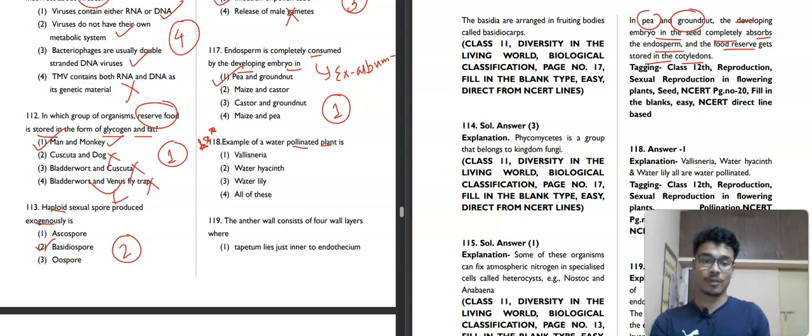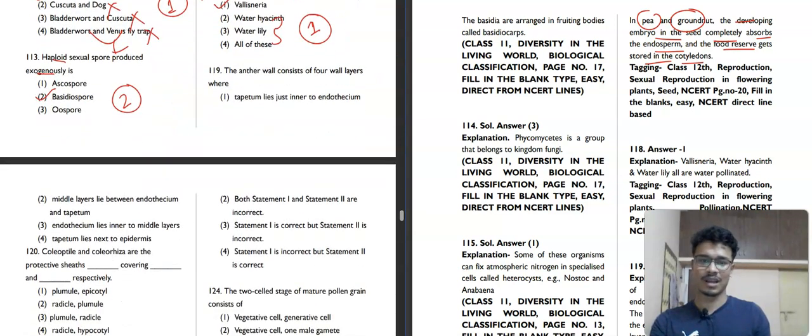So an example of a water pollinated flower is given here, and you may think that water hyacinth and water lily have water in their name, that means they must be pollinated by water, but this is not the case actually. Only Vallisneria is the example of water pollinated flowers. First option will be the correct answer. Water hyacinth and water lily are pollinated by insects or other agents.